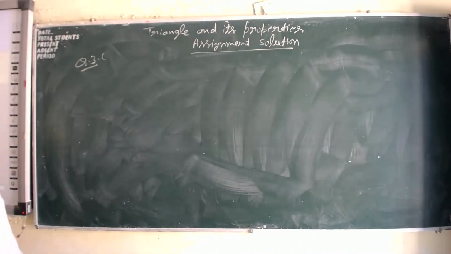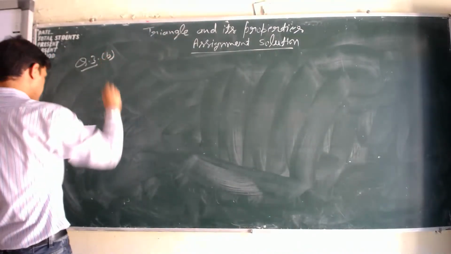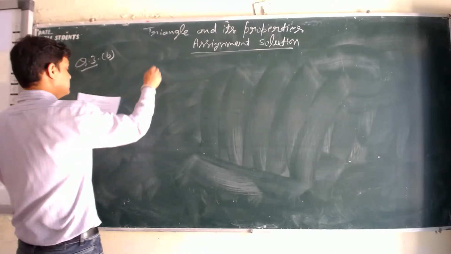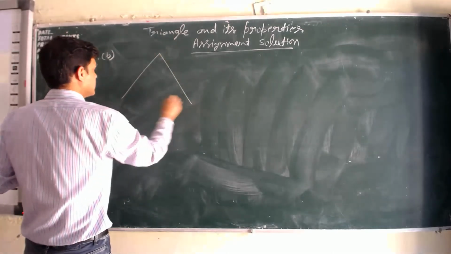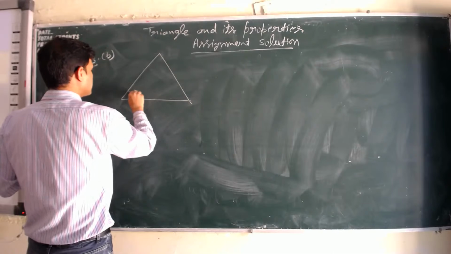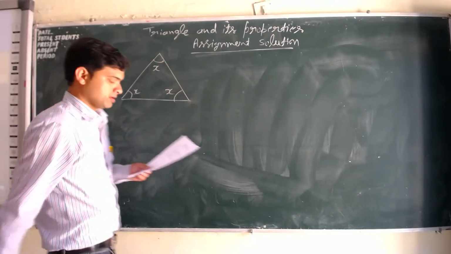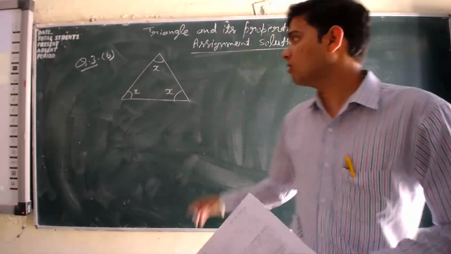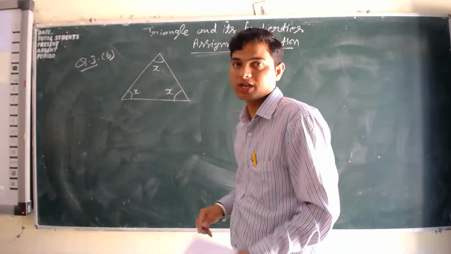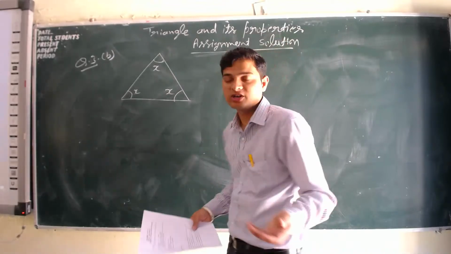Part B. We have a triangle according to this, and all angles are equal to x. All angles are x. It means all angles are equal. Okay, it means it is an equilateral triangle.